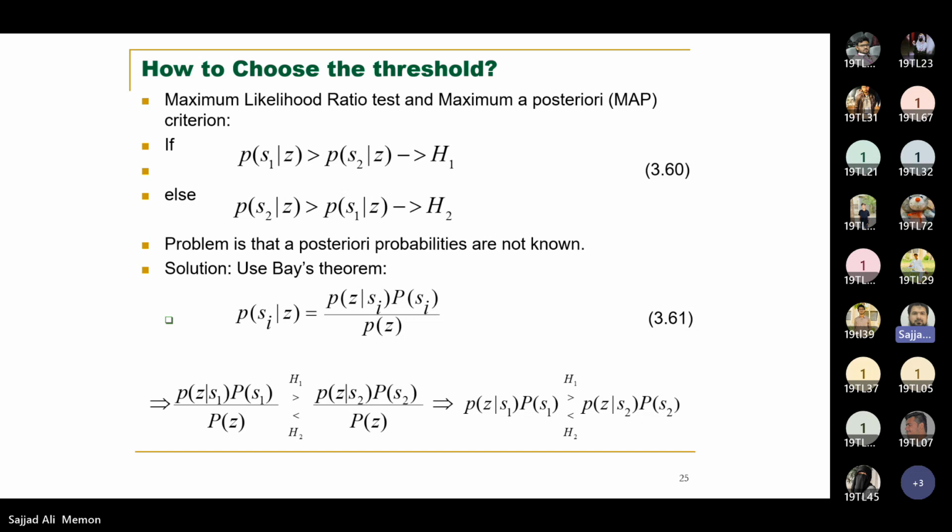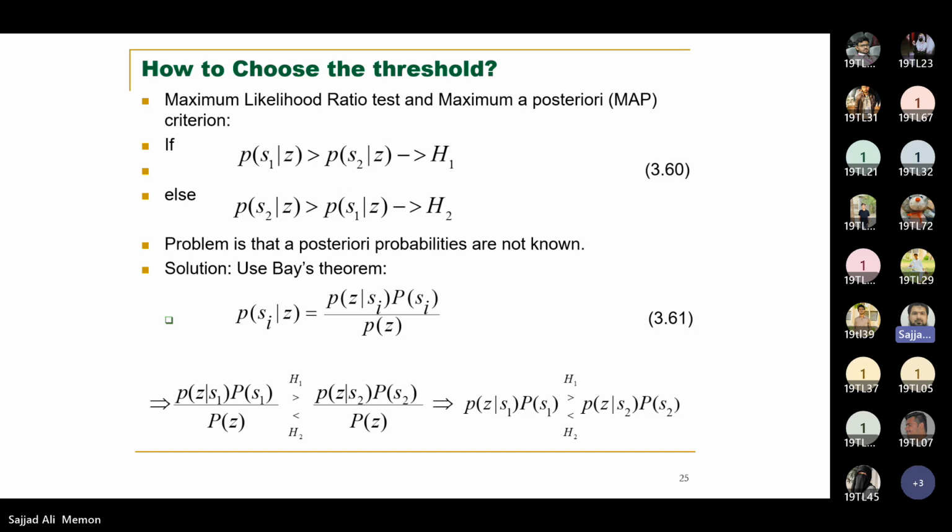Let's start our lecture on detection, where we're discussing probabilities, prior probability, and posterior probability. After that, we have how to choose the threshold. So it's the maximum likelihood ratio test and the maximum a posteriori criterion.